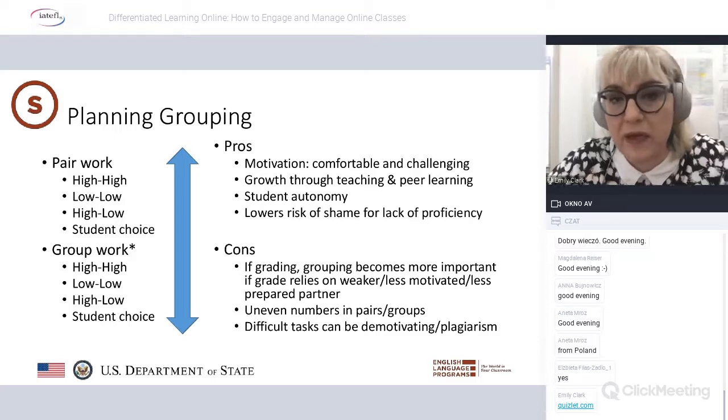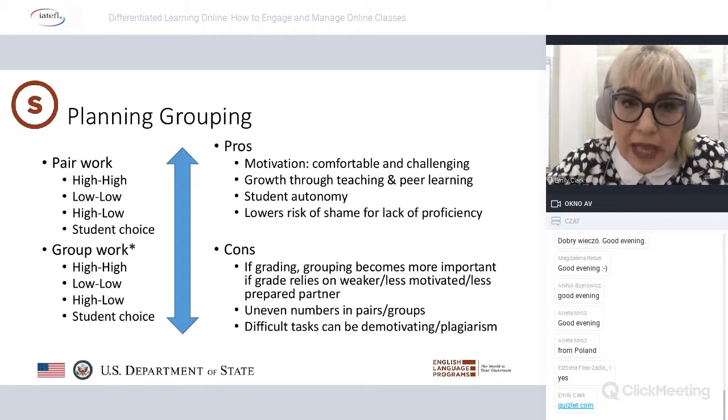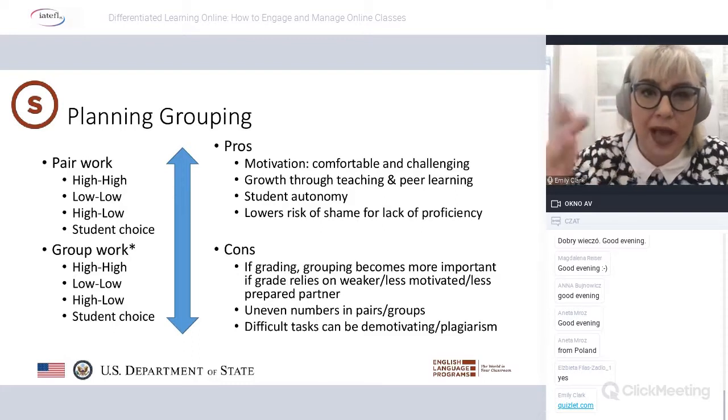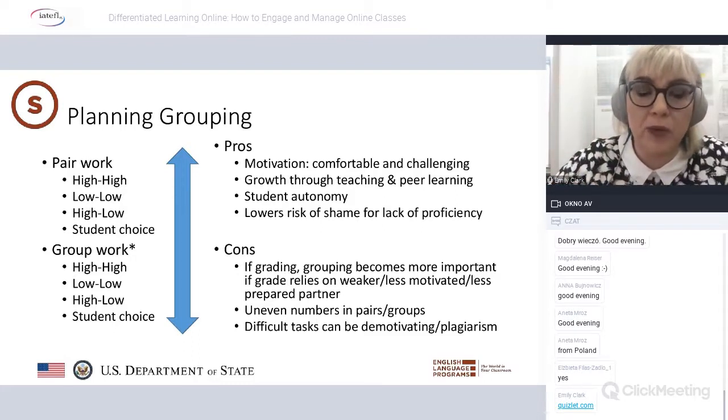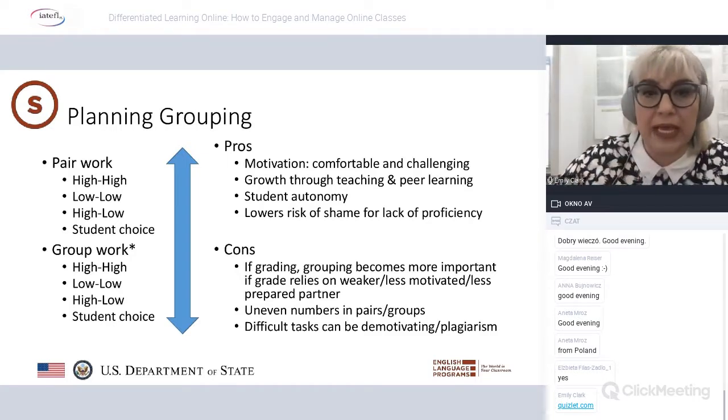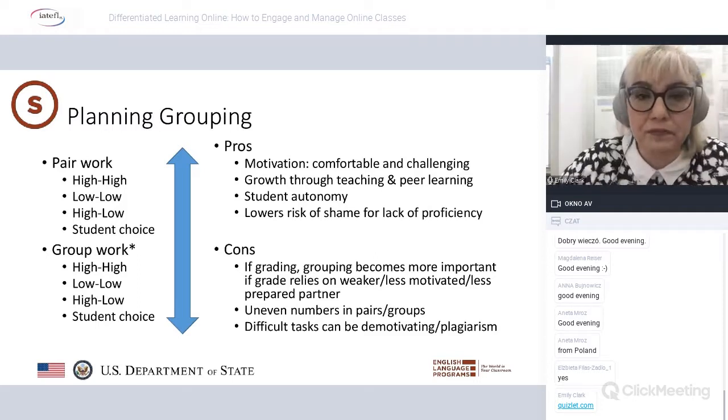Again, motivation. You want to make sure that the students are comfortable working together. It's challenging, not too challenging, but also not too comfortable, somewhere a happy medium. You want to make sure that they're growing through their learning with each other. They still have some autonomy. So again, you're facilitating.